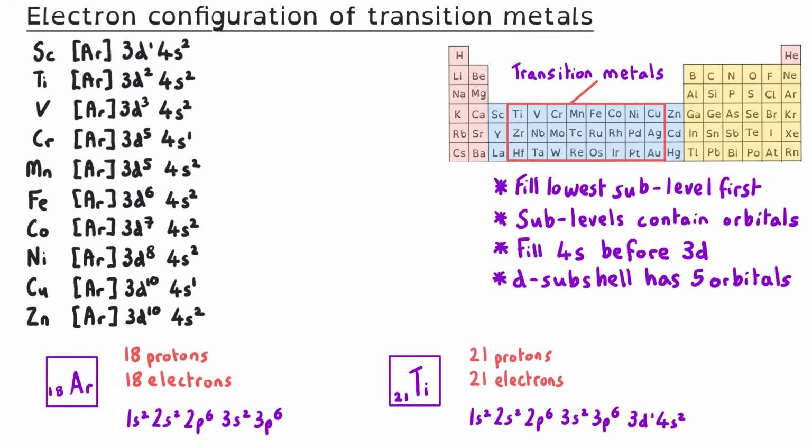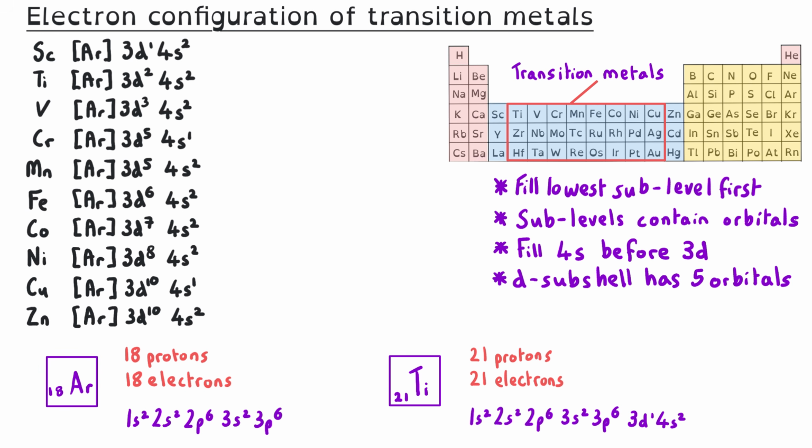And we can see this pattern if we look at the top 10 elements in the d block from scandium through to zinc. You can see that I'm showing the electron configuration of argon as a shortcut, so I don't have to keep writing it all those 10 times. And I'm just focusing on the 3d and the 4s subshells, so we can see how those are filled.